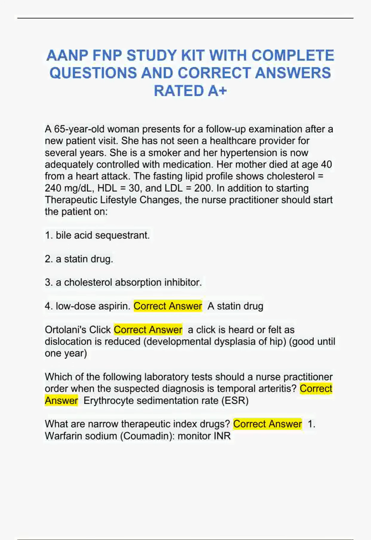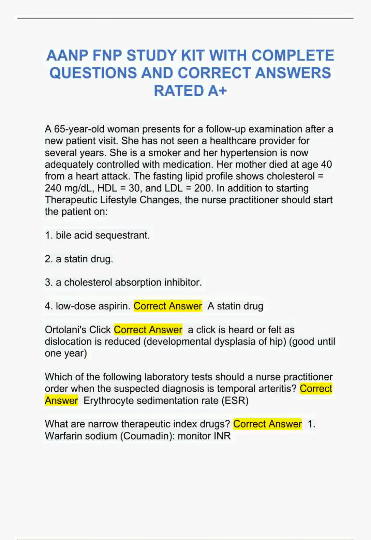Ortolani's click correct answer. A click is heard or felt as dislocation is reduced, developmental dysplasia of hip, good until 1 year. Which of the following laboratory tests should a nurse practitioner order when the suspected diagnosis is temporal arteritis? Correct answer, erythrocyte sedimentation rate, ESR.